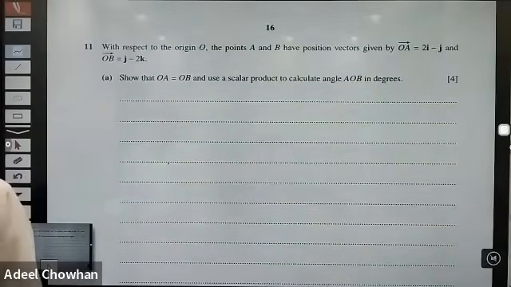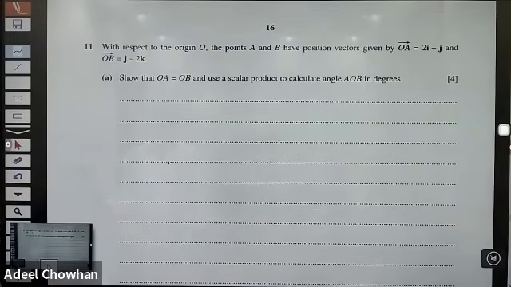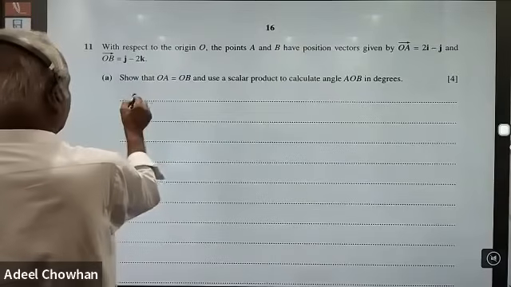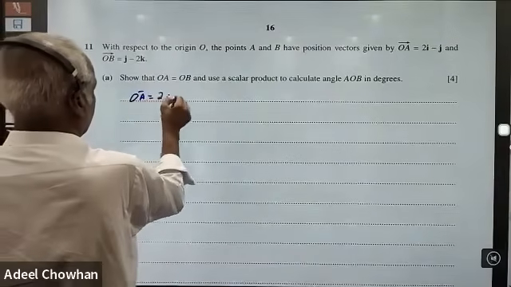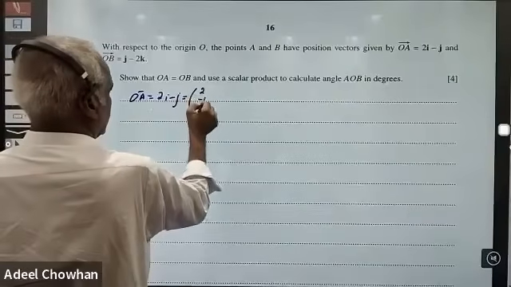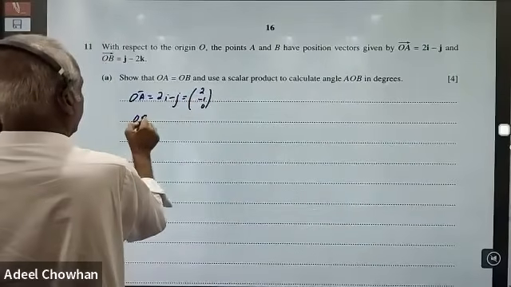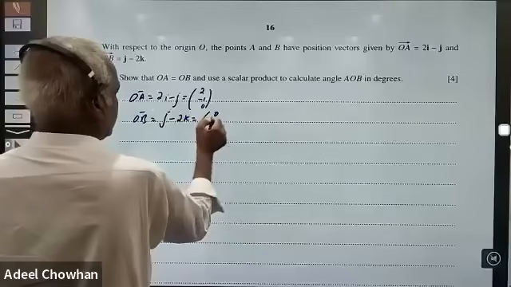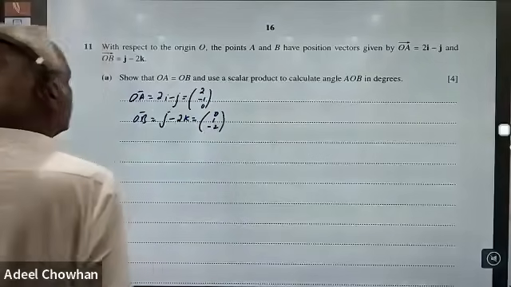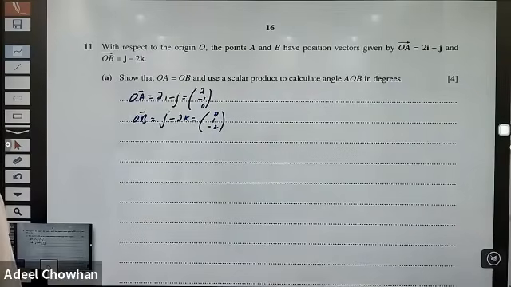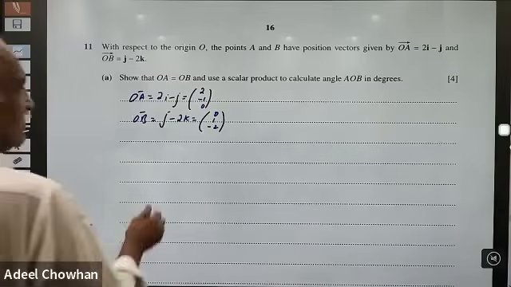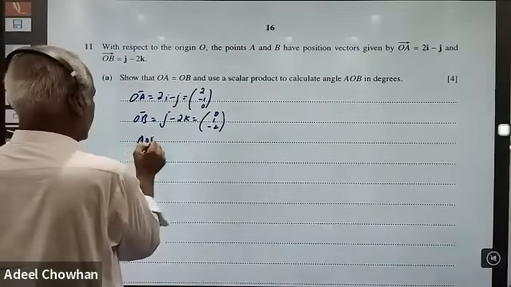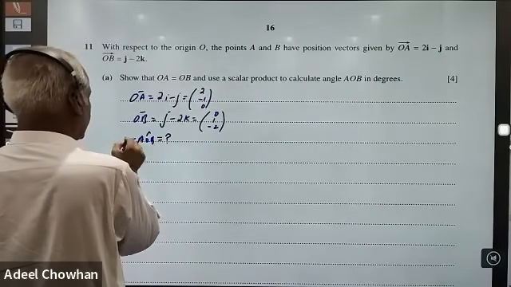Question number 11, the last question of this. With respect to the origin O, the points A and B have the position vectors OA is equal to 2i minus j, OB is having this vector j minus 2k, that is 0, 1, minus 2. Show that OA and OB are equal in magnitude and hence use a cross product to find this angle AOB. So we are going to find angle AOB. Let's say that is theta.